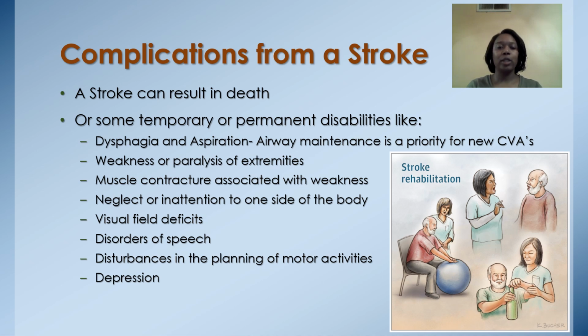Neglect or inattention of one side of the body, visual deficits on one side of the body, disorders of speech, disturbances in planning any type of motor activity. So sometimes they're impulsive with their movements. Other times they are unable to control their movements, which is called ataxia. And sometimes their awareness of this results in depression and anxiety due to the need to depend on others.